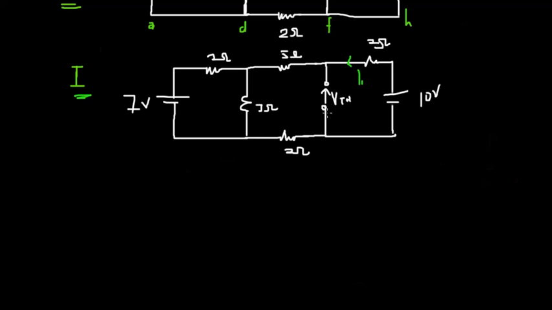Okay, the VTH is an open circuit, so there's no current flowing through here. It means that this same I1 will flow through the 5 ohm resistor. Now, from here let's introduce another current flowing in this direction. Let's say this current is I2.